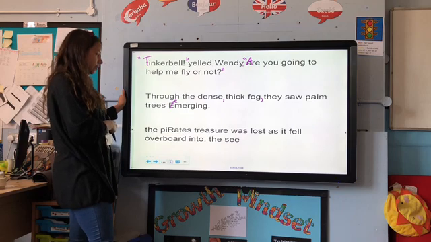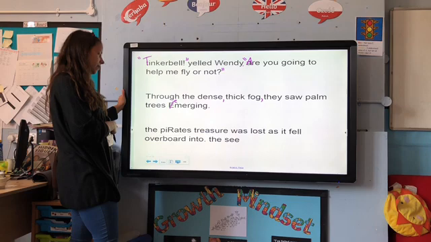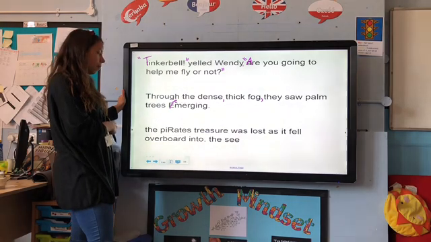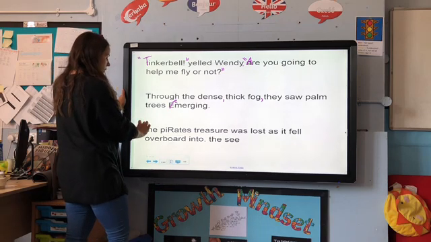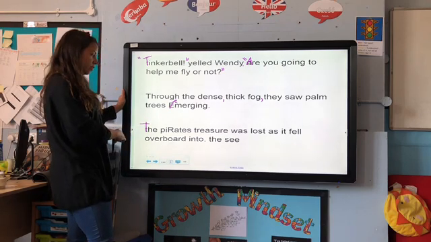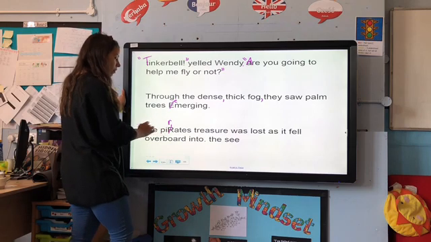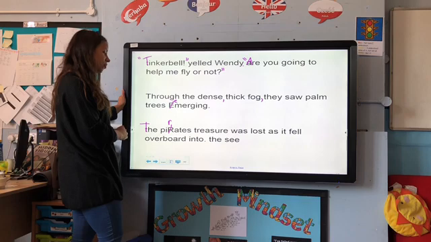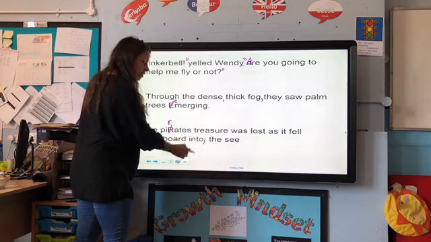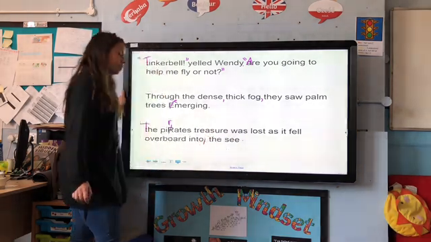The last sentence, the pirate's treasure was lost as it fell overboard into the sea. Pause the video and have a think about any punctuation amendments or spelling errors. First thing, we know we need a capital T at the start of our sentence. We don't need a capital R in pirates. The pirate's treasure was lost as it fell overboard into the sea. Now we know the end of our sentence isn't after into, it's after the word sea.